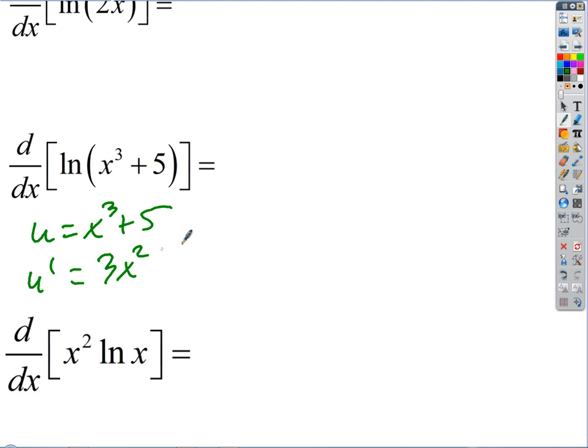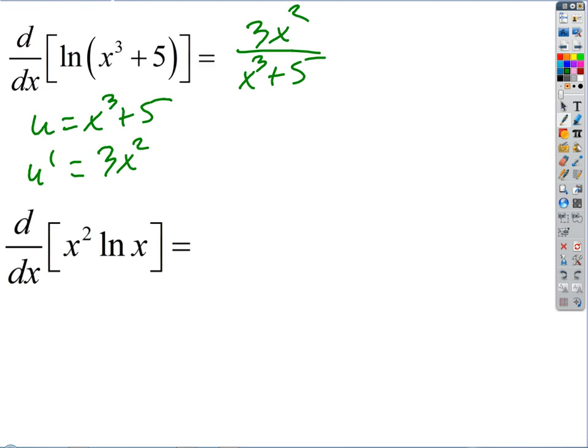1 over x cubed plus 5. Let's just stack them up, so we'll put u prime on top and u on the bottom. So 3x squared over x cubed plus 5. Can I reduce that out directly, or simplify it? No, I can't. So that's it, that's what we get.